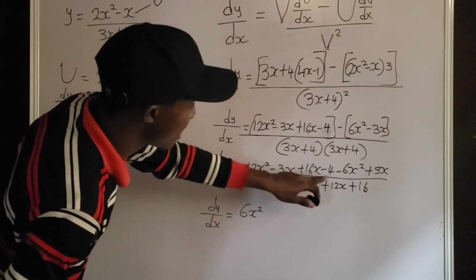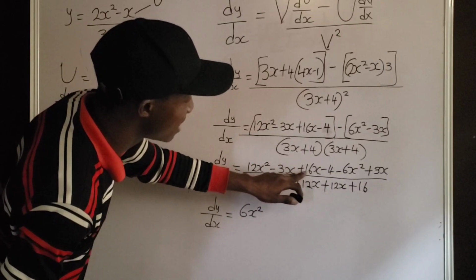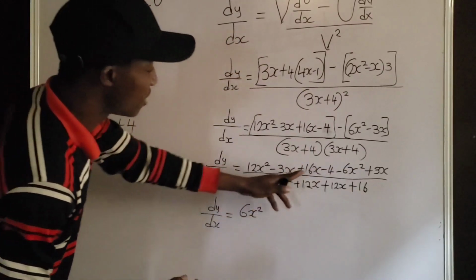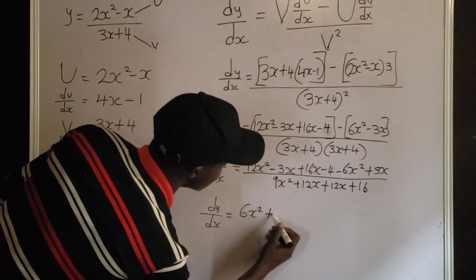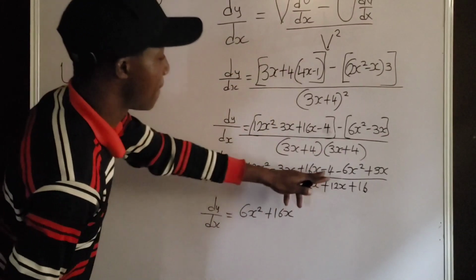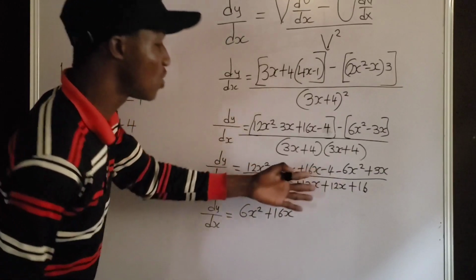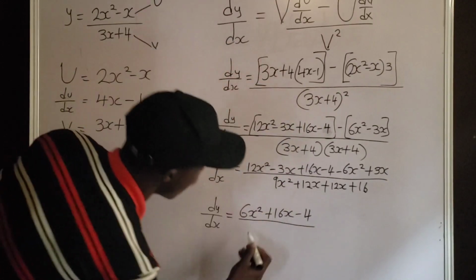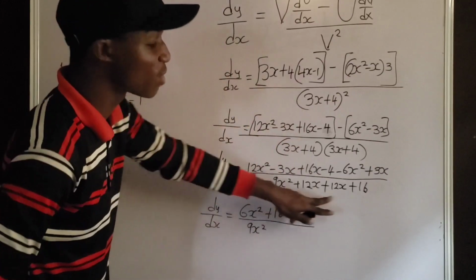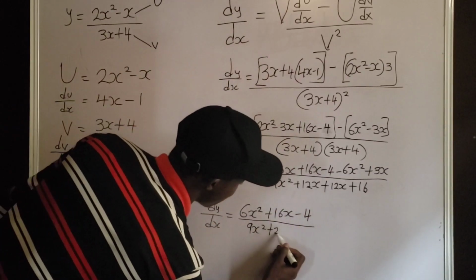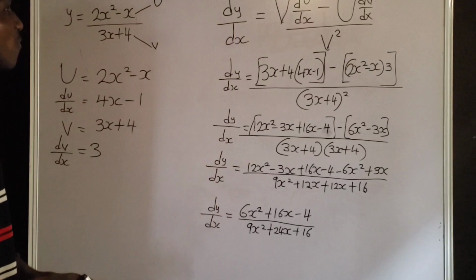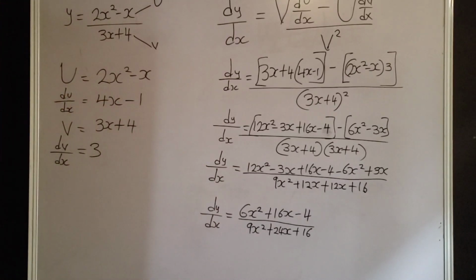After that, let's collect the other like terms. We have minus 3x, plus 16x, and plus 3x in this place. Minus 3x plus 3x will give us 0, so plus 16x will remain. So I'm going to have plus 16x minus 4. There is no other constant again, so I'm going to have minus 4 all over 9x squared plus 12x plus 12x, that is plus 24x, plus 16. So the derivative of this function y is equal to 2x squared minus x all over 3x plus 4 is this.